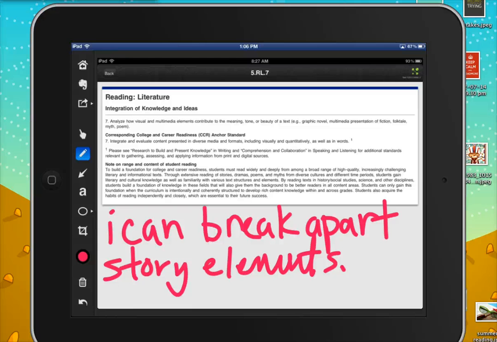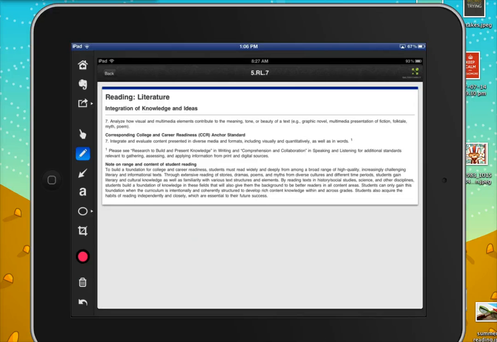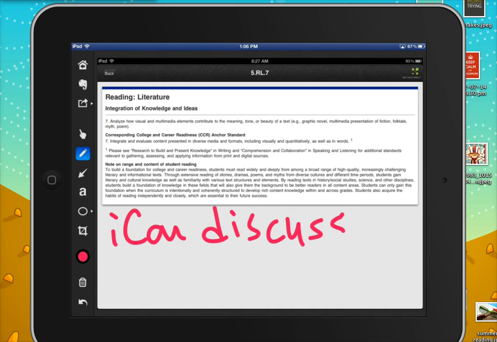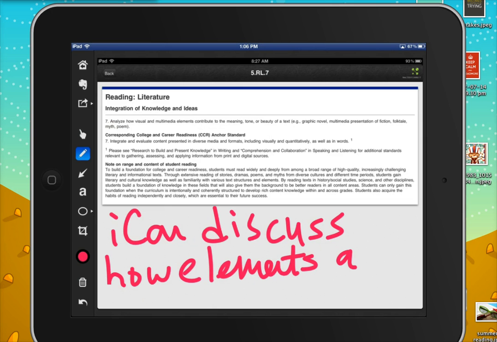Make this two different I can statements. I can break apart story elements. You could even go as far as, I can discuss how the elements add to a story.